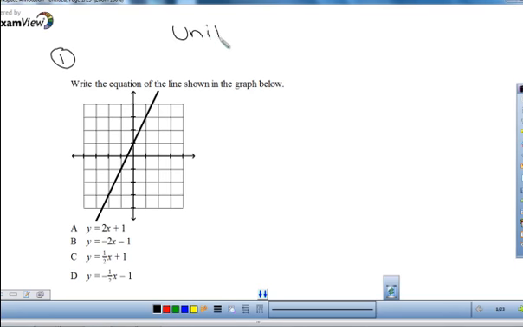Hi, this is Unit 7, Review for Algebra. Okay, problem number 1 says, write an equation of the line shown in the graph below.